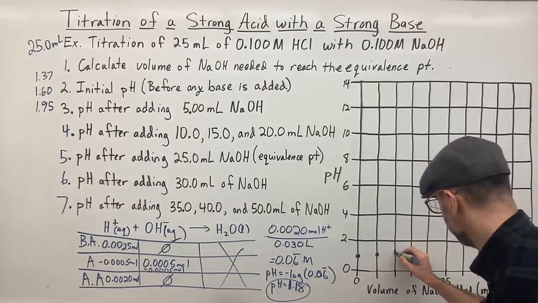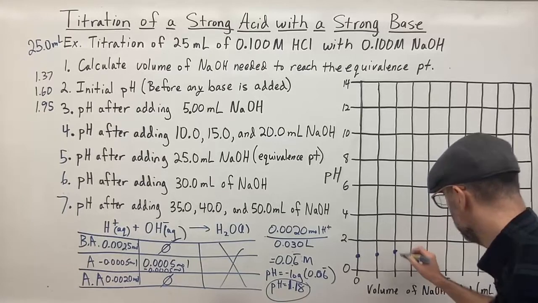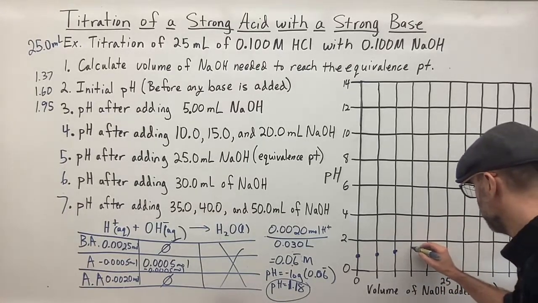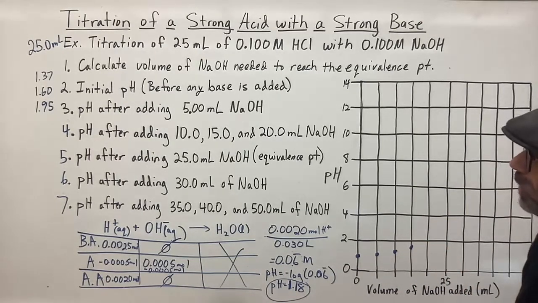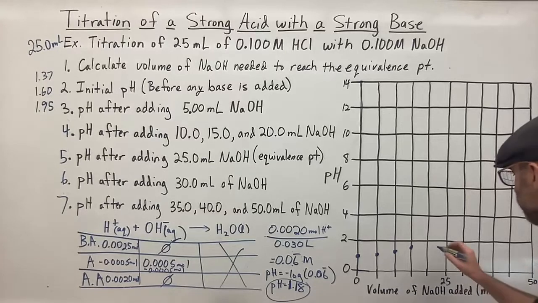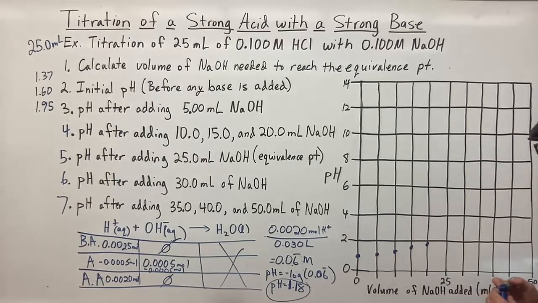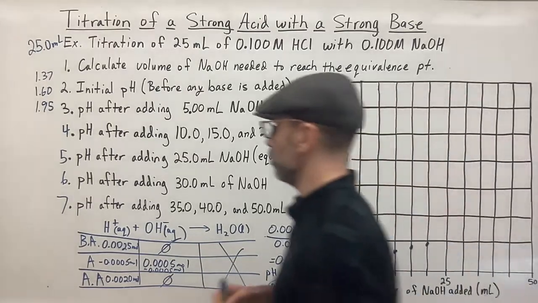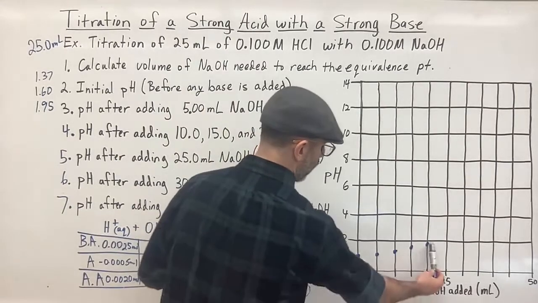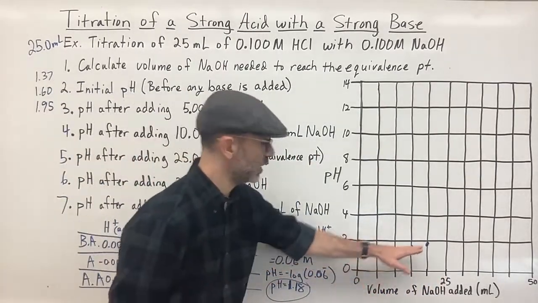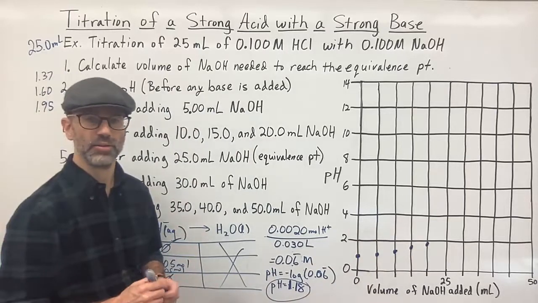So maybe that's here. And then we have the 1.6, so maybe that's here. And then we have the 1.95. So we're getting close to 2. So maybe that's there. And so this is our graph so far. So you can see that the pH is increasing a little bit because we're adding some of our strong base.